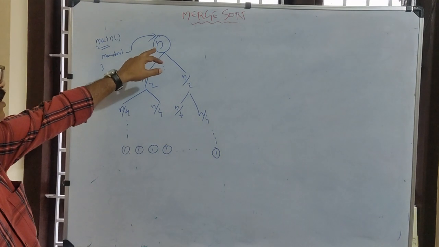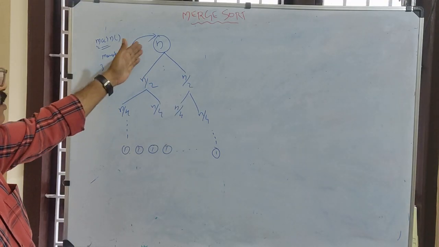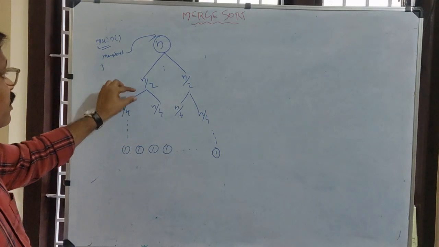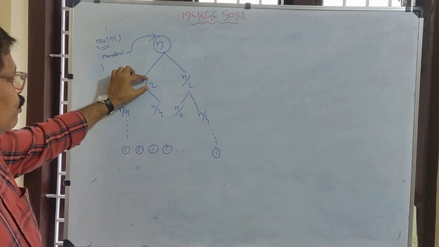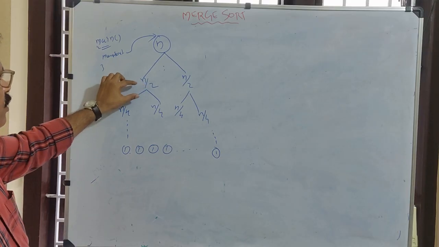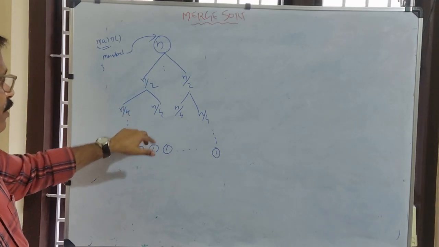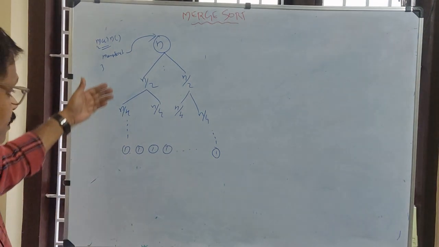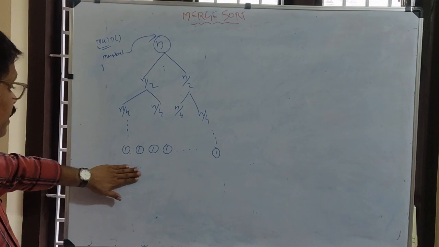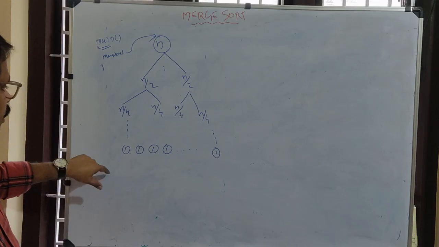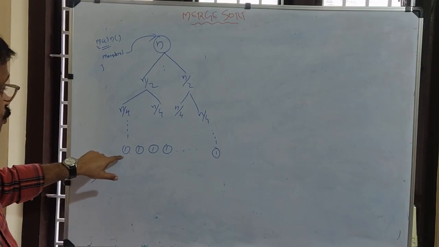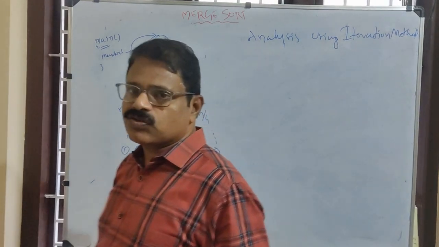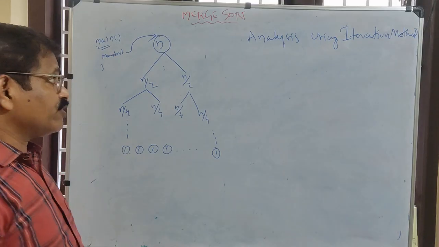See, in the first call the problem size is n, and this array has been divided into 2. So n by 2, n by 2. Then each array of size n by 2 will be divided into n by 4, n by 4, and each n by 4 will be divided into n by 8, n by 8. Like that it goes. Then finally the recursion will end when the problem size or the number of elements to be processed is 1. Let us analyze this merge sort using the iteration method.